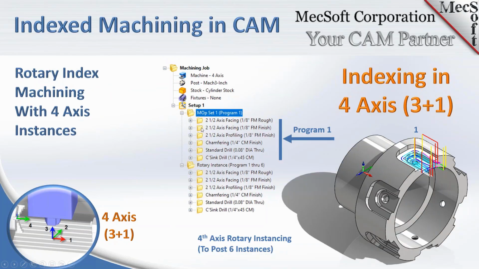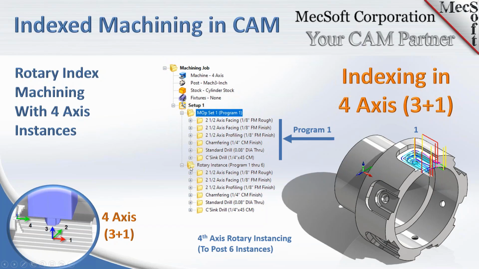Okay, continuing with 4-axis. In 4-axis, you can also do what's called radial index machining. Similar to the instancing, we program one set of features here. You'll see that under the rotary instance program folder, we have facing, profiling, chamfering, drilling, etc. That's all to define one instance of these features right here.